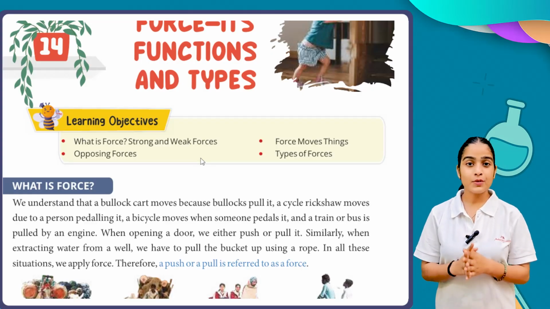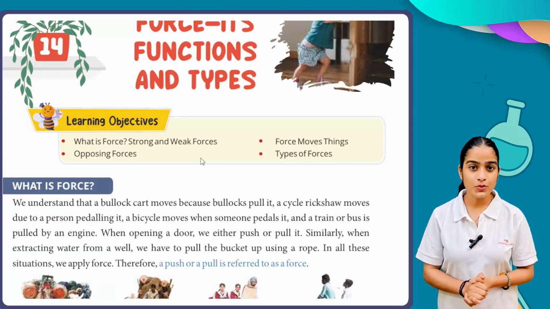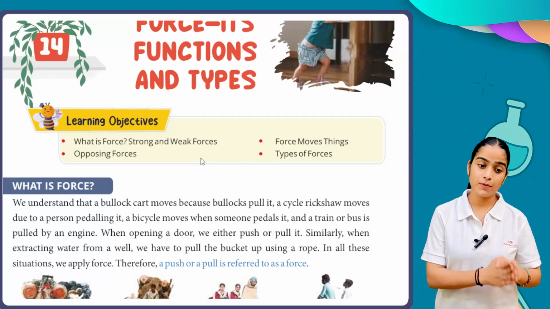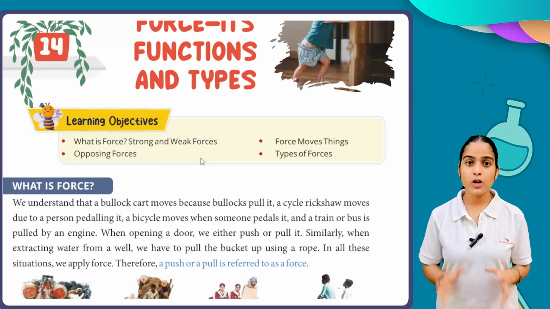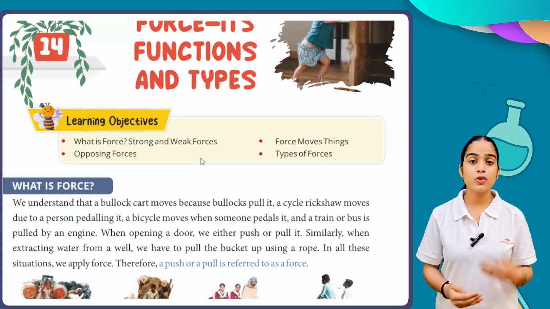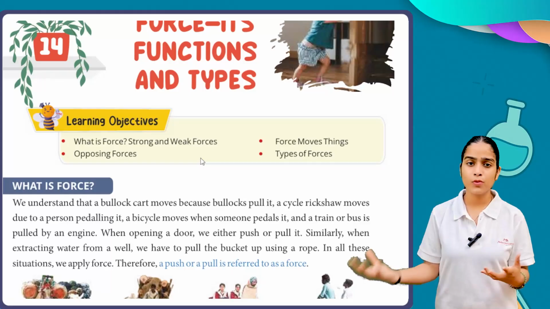So students, I'm your science educator again here with a new chapter, and today we have chapter number 14, force, its functions and types. So today we are going to learn about the functions of the force and how many types of forces we have.